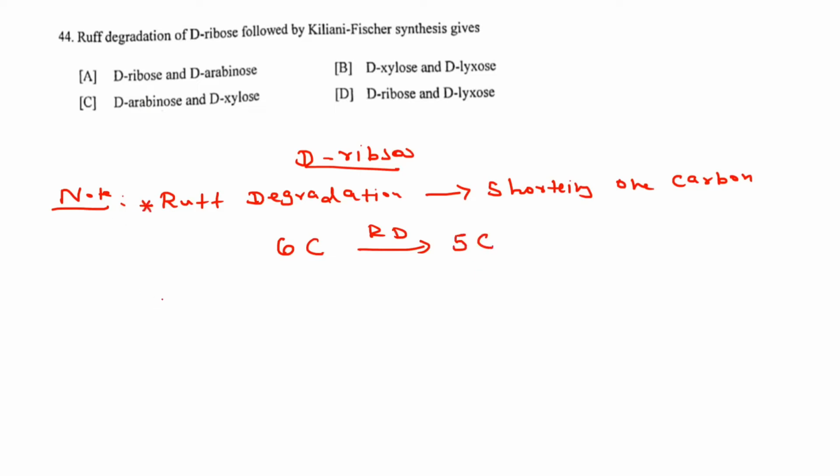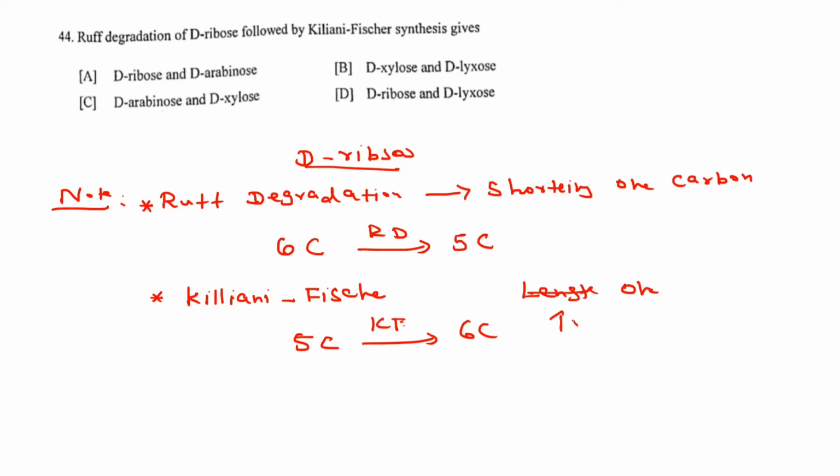Similarly, what is Kiliani synthesis? Kiliani-Fischer is the opposite. If I take a 5-carbon carbohydrate and do the Kiliani-Fischer synthesis, I get a 6-carbon carbohydrate. This lengthens the chain, increasing one carbon of the system. Therefore, what is the correct answer for this question? Option A is correct. D-ribose followed by D-arabinose. This is the correct answer. If you know the concept, we can solve this question very easily.